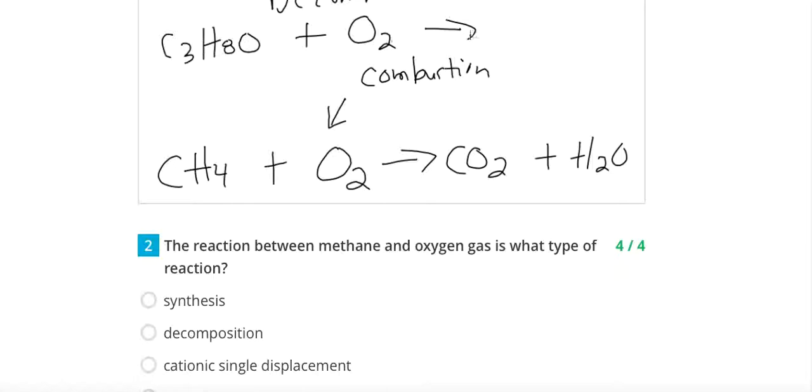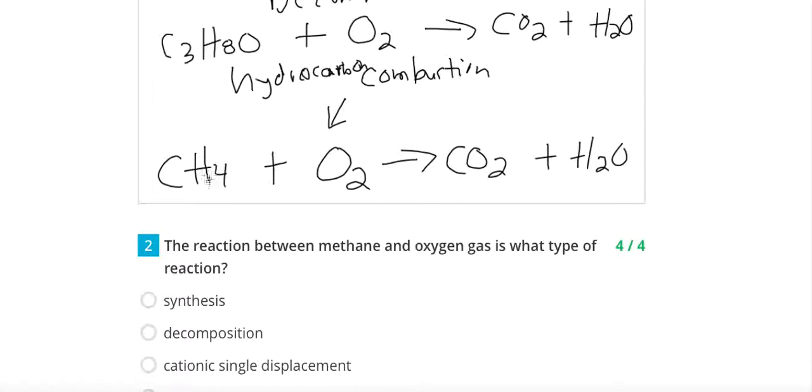Any hydrocarbon reacting with oxygen will produce carbon dioxide and water every single time. I don't care how big these get. I don't care how ugly they get. If you have a hydrogen and carbon plus an oxygen by itself, you will always get carbon dioxide and water, okay? And that's what we call a hydrocarbon combustion. Hydrocarbon combustions are the easiest ones to predict what the products will look like. They're the toughest ones to balance.